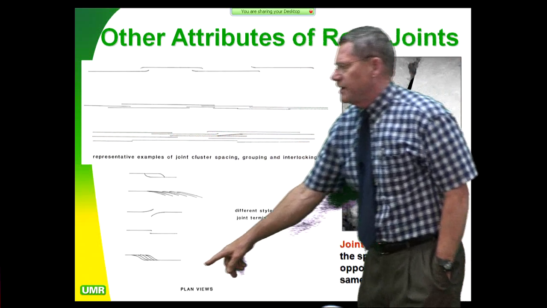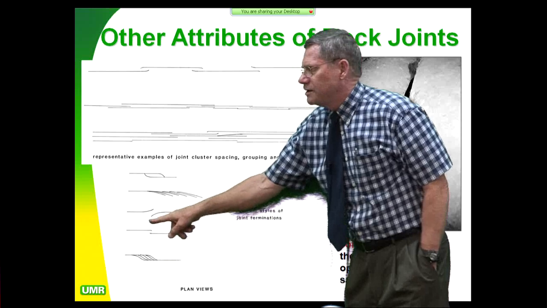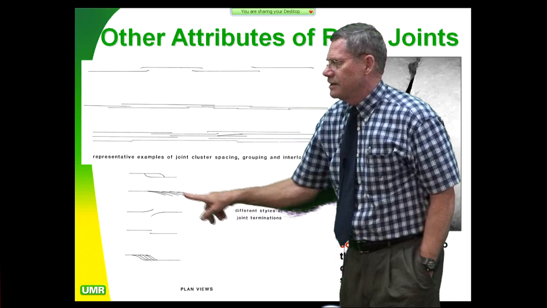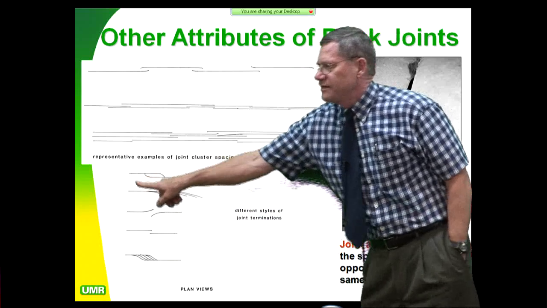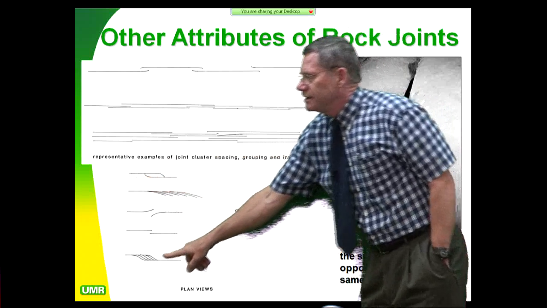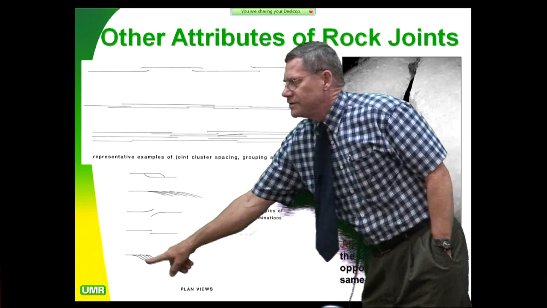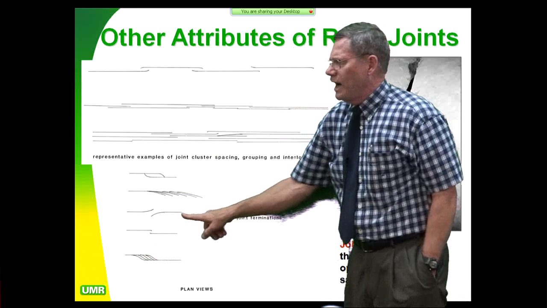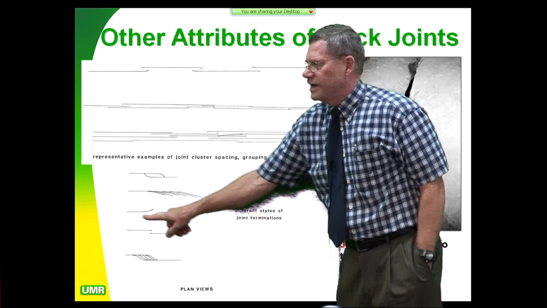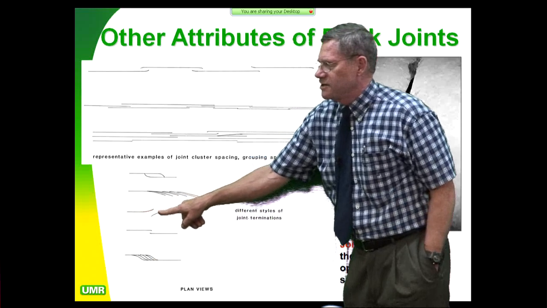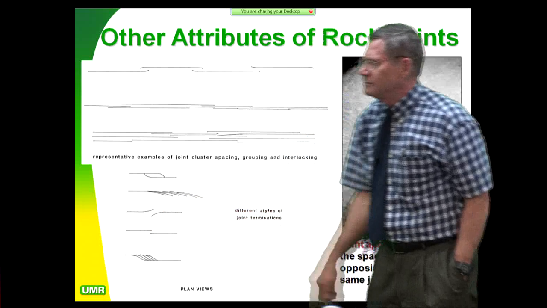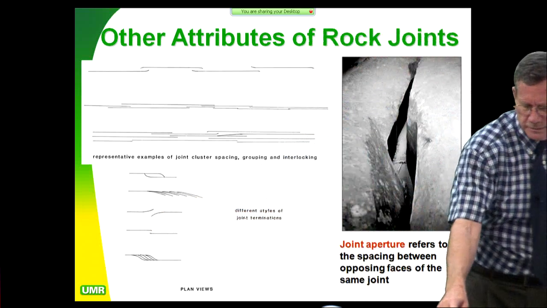This actually shows various things I sketched of joint terminations. Feathering termination, crossover, which is very common statistically. This kind of crossover, feathered crossover, is also common. Once in a while I'd see this, where one was growing this way, met one growing this way, and they turned away from each other. But that was pretty rare.